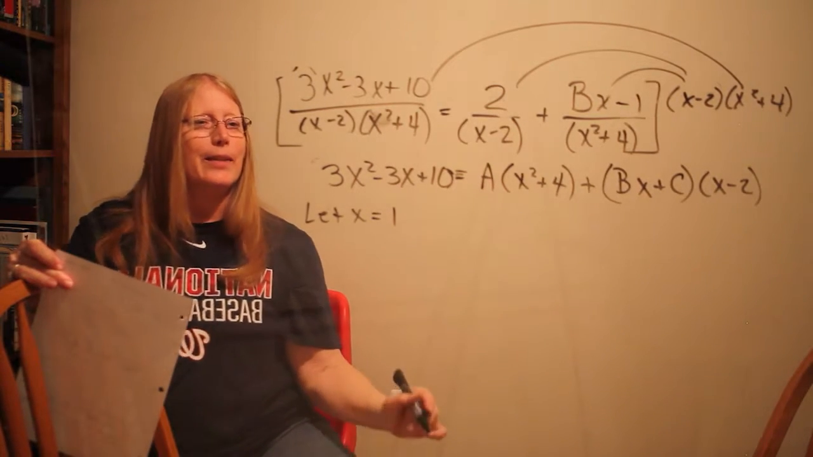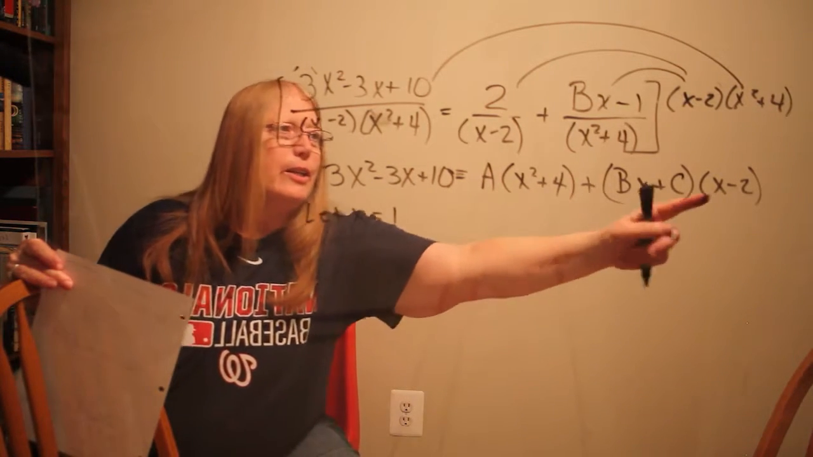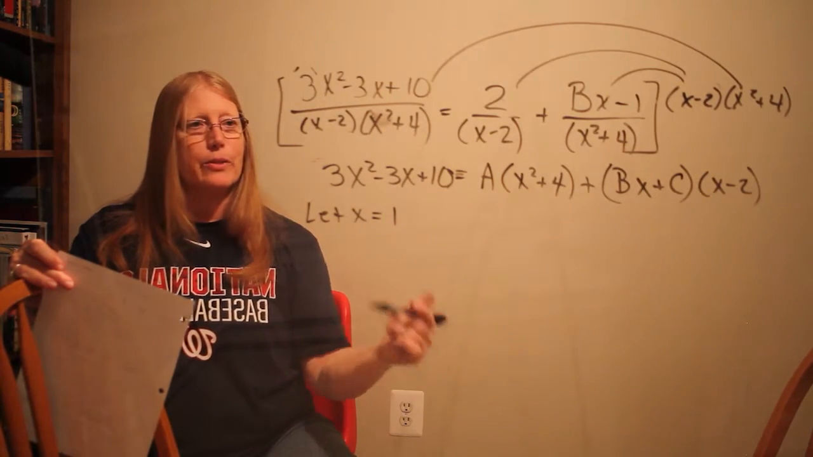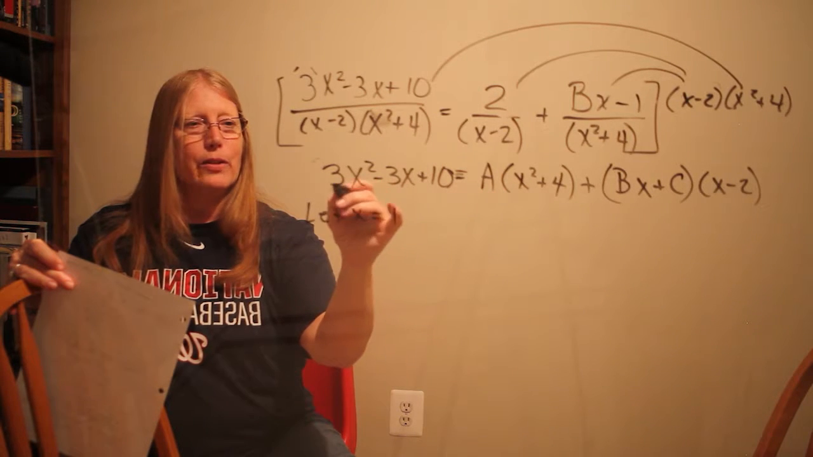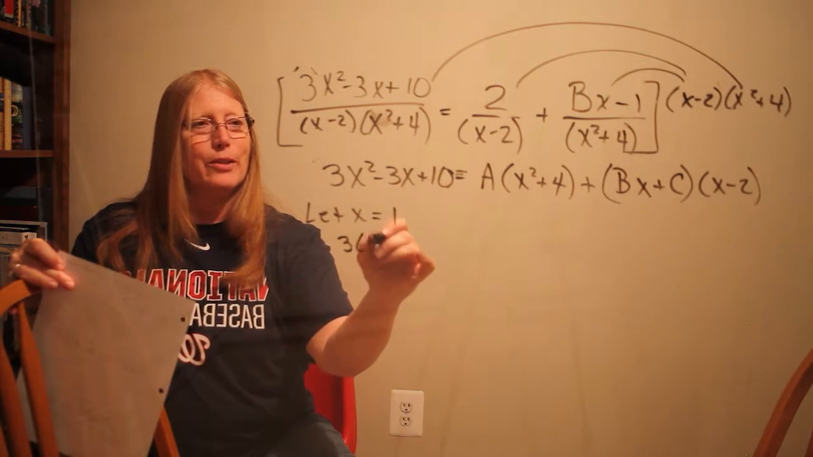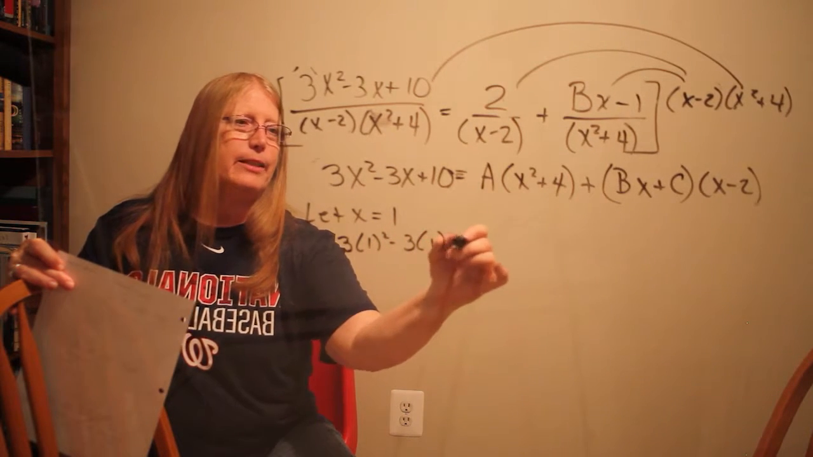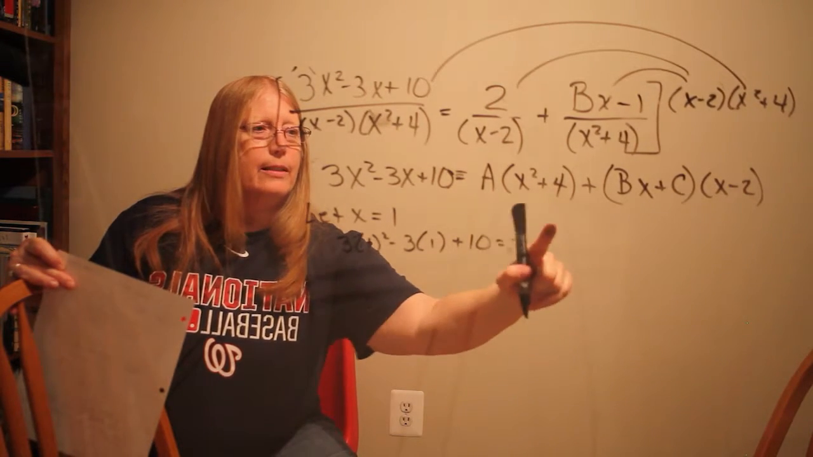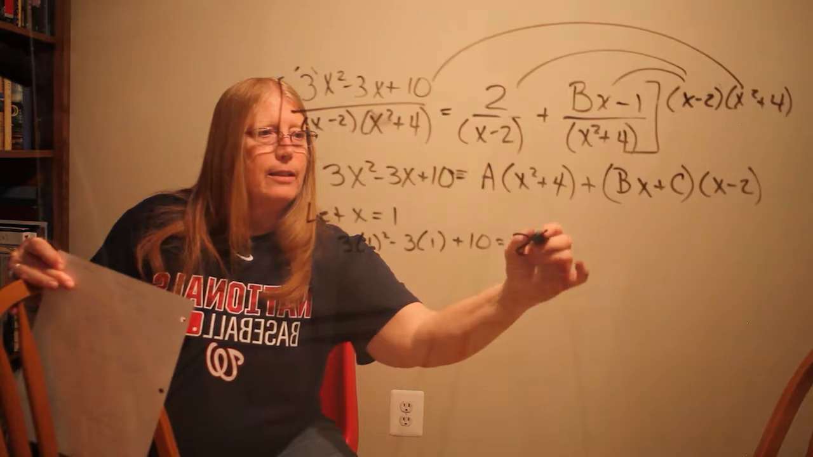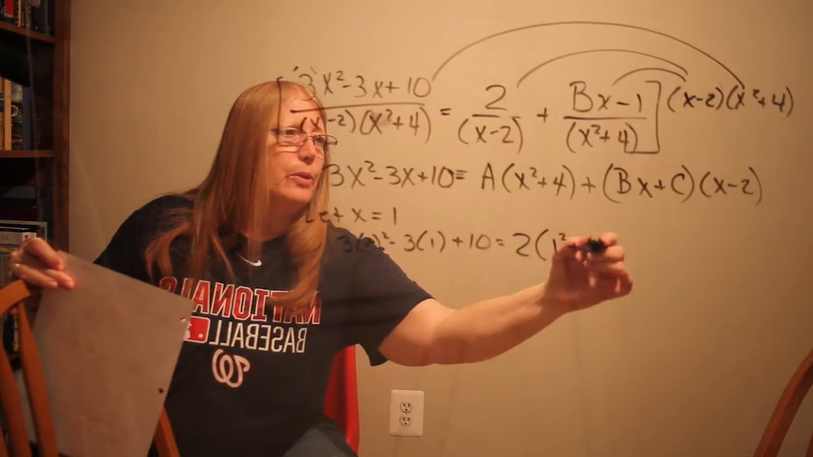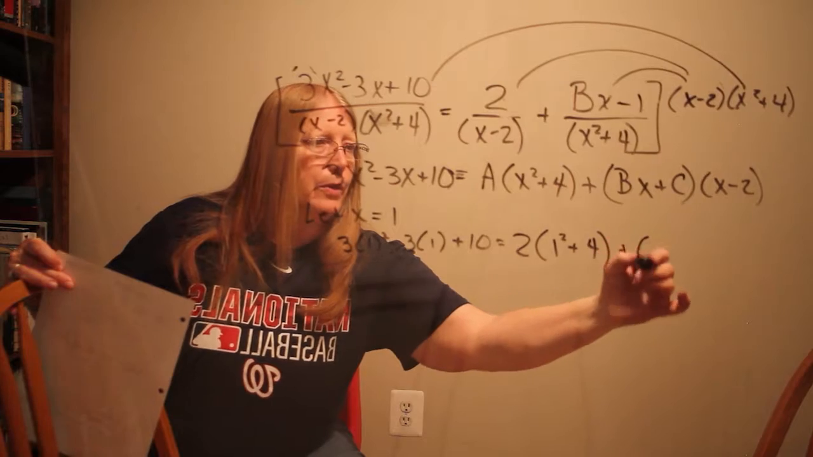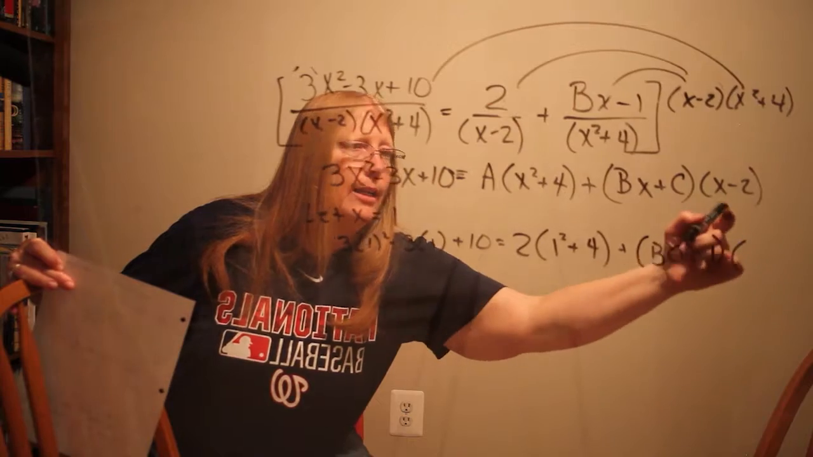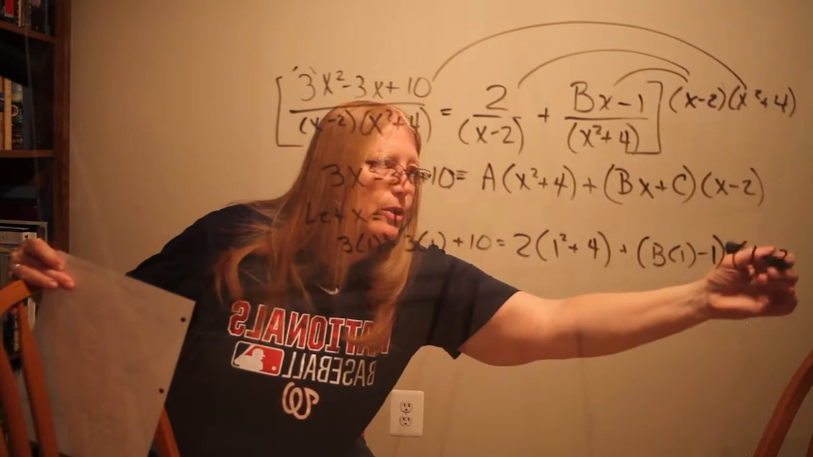Let x equal 1. When we started, we saw 2 would be helpful. We just picked 0 and 1 because at least they're low numbers to work with and don't cause us too much trouble. So 3 times 1 squared minus 3 times 1 plus 10 equals a, which we already know is 2, times 1 squared plus 4. B is what we're looking for, times 1. Now we know c is minus 1. And let x equal 1 minus 2.